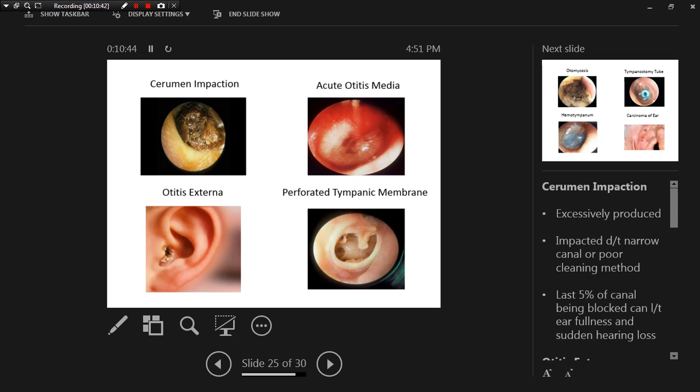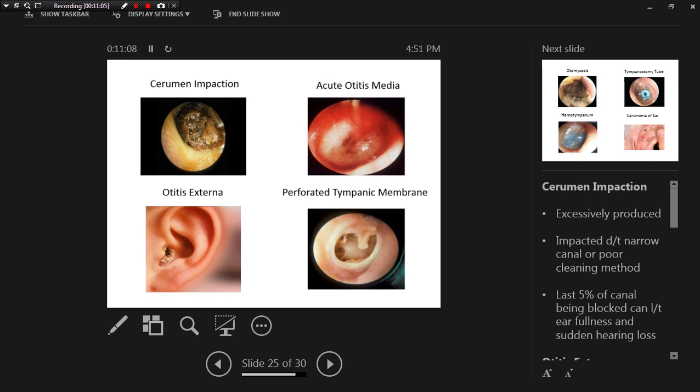I also might think to ask these patients, are you putting Q-tips or objects way too far down in your ear where you shouldn't be? This picture right here is acute otitis media. We know this is an infection, inflammation of the inner ear. It's an acute infection. A lot of them can be viral in nature. They don't always have to be bacterial.